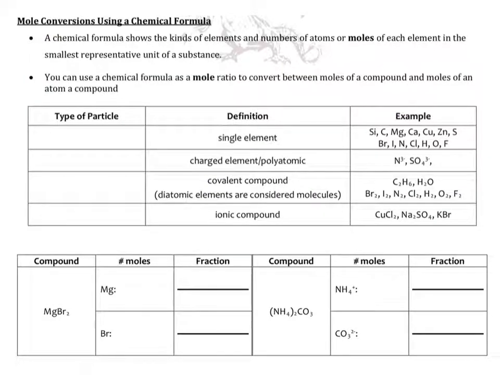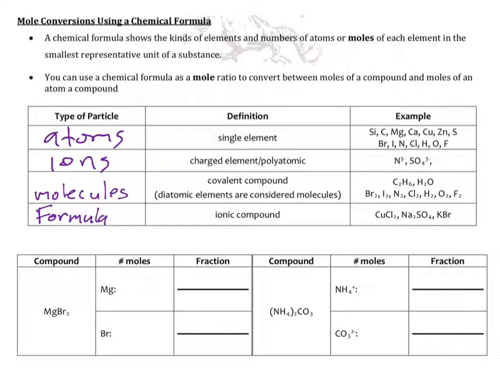Now, let's go over the types of particles. Atoms are single elements. Ions are charged elements or polyatomic ions, so essentially they're atoms that have gained or lost electrons, or they're groups of atoms that have gained or lost electrons. Then we have molecules. Molecules are covalent compounds, and then we have formula units, which are ionic compounds. And so you can see the examples to the right there.